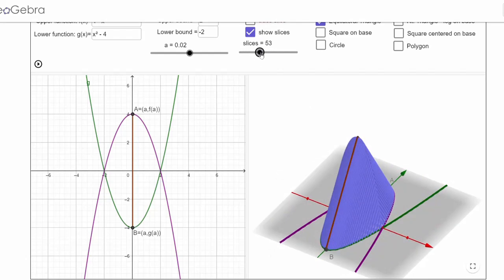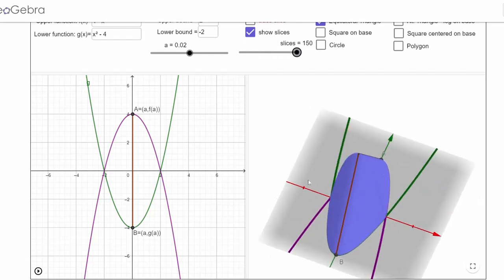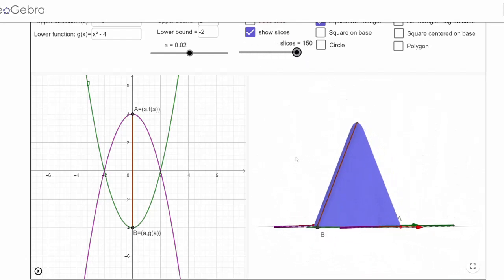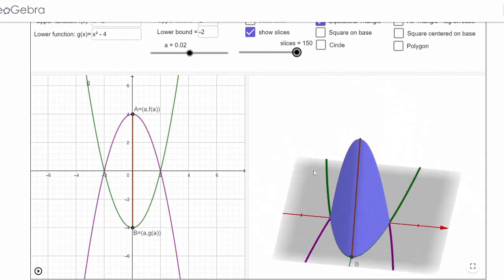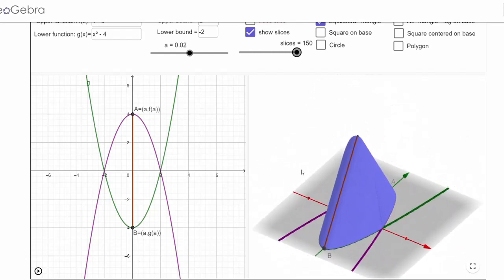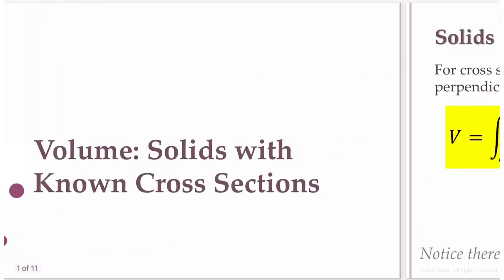23 slices, 40 slices. So we want to add up an infinite number of triangles that are infinitely thin to create this solid. And in order to add up an infinite number of things, we use calculus. Okay, so how does this work?